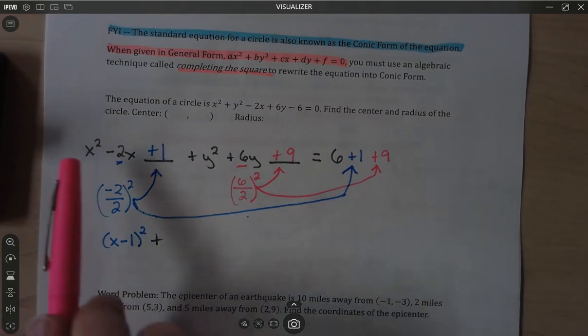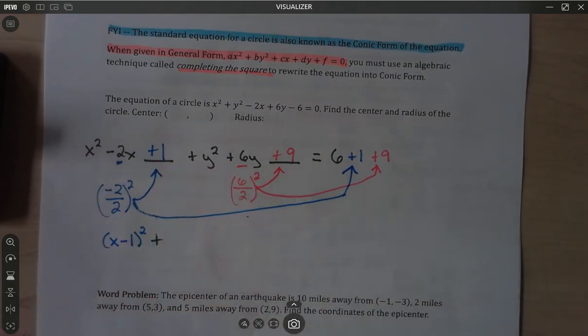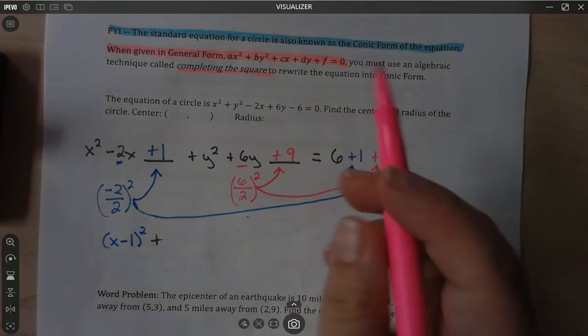Now, if you do have coefficients on your x's and y's, after or before you do some of this, see if you can factor out a GCF first. See if you can pull that out. Otherwise, you're simplifying. This might not be as simple, but you shouldn't have too much trouble.